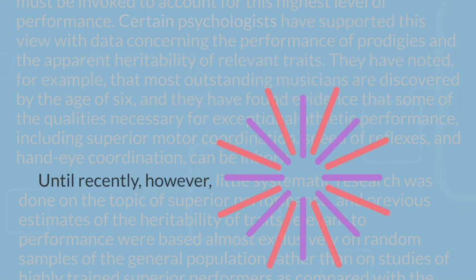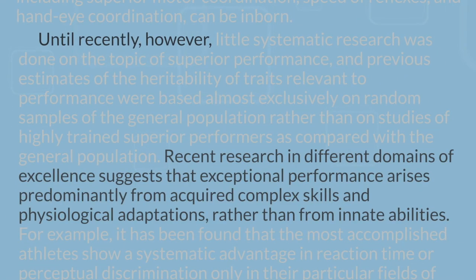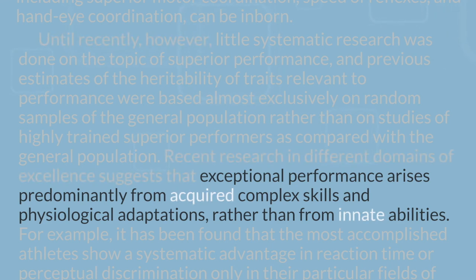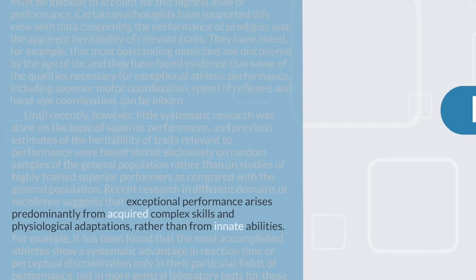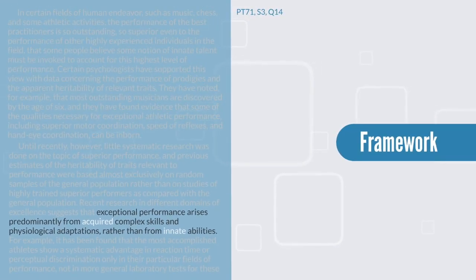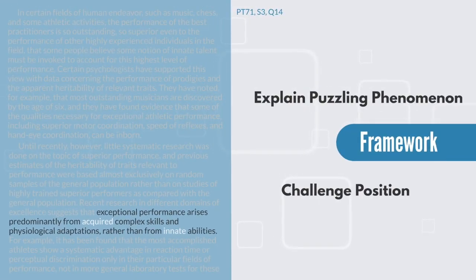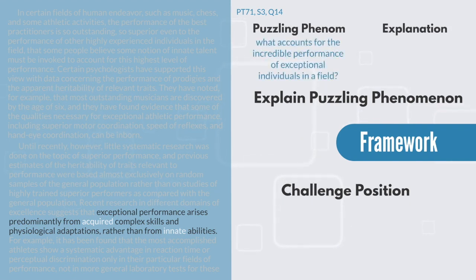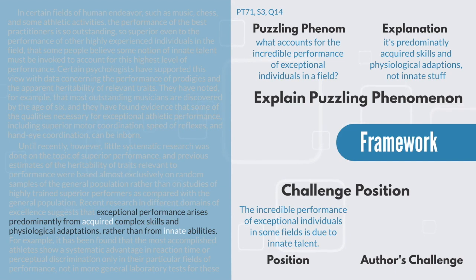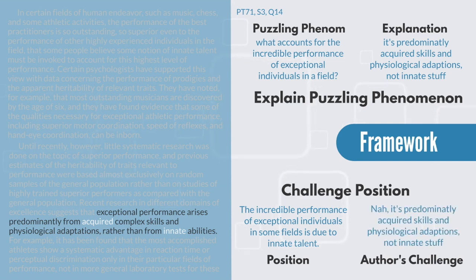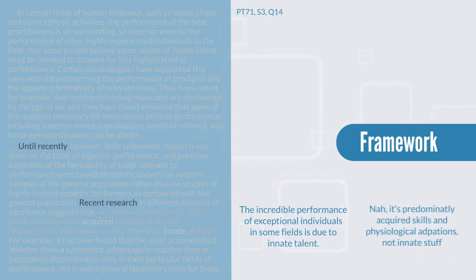And what is this glorious double pivot? It's like a double rainbow. What does it mean? Well, here it means the author's saying being a superstar comes from acquired skills, not innate abilities. That's my most valuable sentence, because my author is both challenging the position and offering her explanation for the puzzling phenomenon. We're asking ourselves, what accounts for things like LeBron James? How does that happen? And our author is saying it's mostly acquired skills, not innate stuff. The original position was, I think it's innate stuff, and our author is going, no, it's pretty much acquired skills.